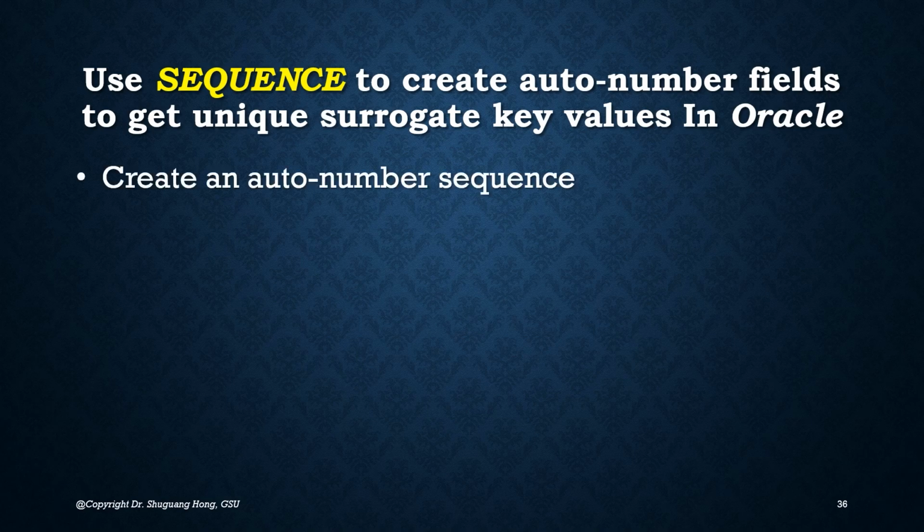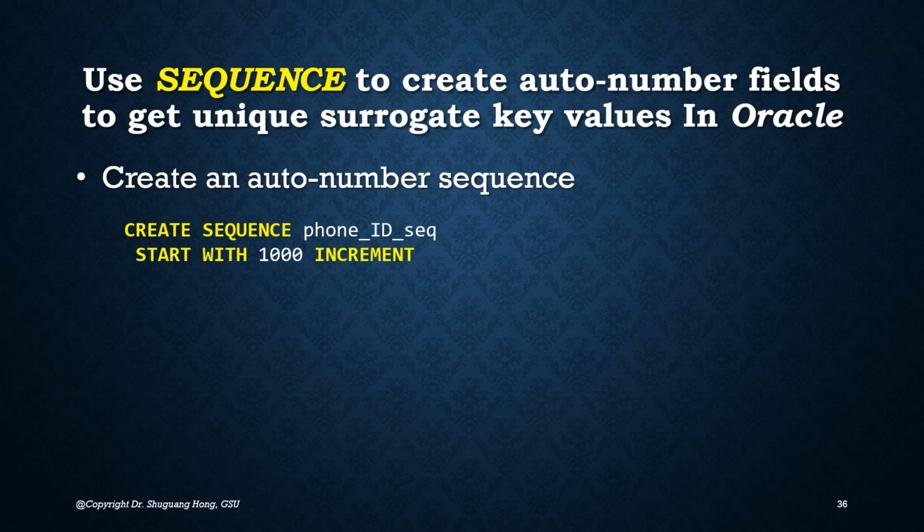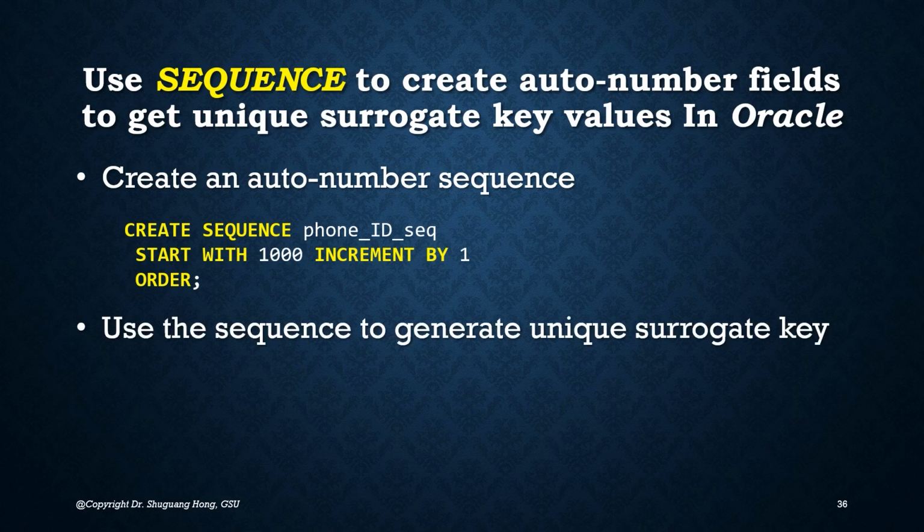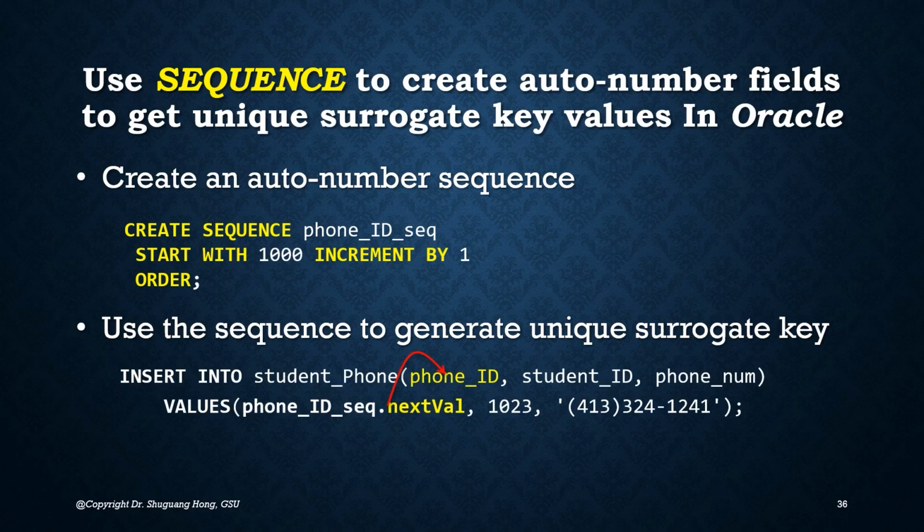The Oracle provided the sequence object for AutoNumber fields. The sequence object can also generate AutoNumbers. This example showed how to define a sequence object for the surrogate key, phone ID, in the student phone relation. Like the identity keyword, the sequence object can be used for primary keys, but the sequence object can also be used for any AutoNumber field and can be shared by multiple fields, which is very handy to use. Because sequence objects are not part of any relation, we must explicitly request the sequence object to generate a unique number each time we need an AutoNumber, like this example of inserting a new student phone record.